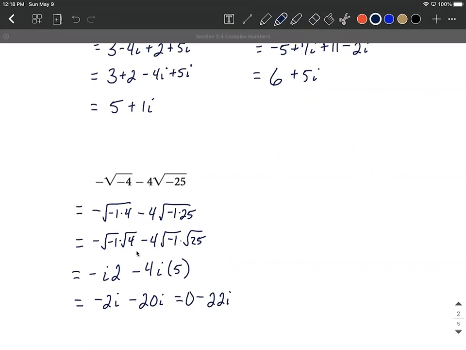Or you could say 0 minus 22i if you want to see this, so you can see the real part and you can see the imaginary part. Or negative 22i should be an acceptable solution on this as well. All right, hope this helps out as you're working on complex numbers, working to simplify down with addition and subtraction. Good luck.